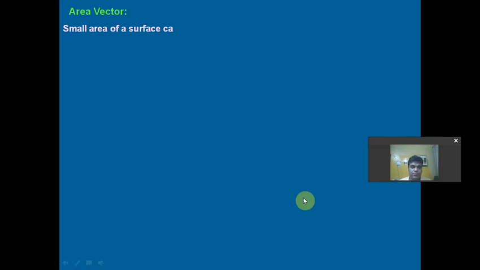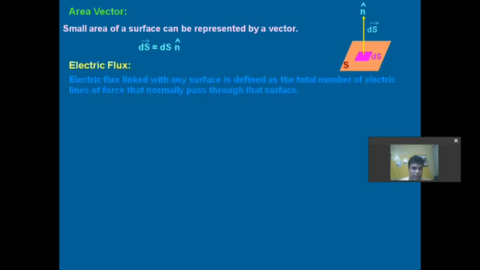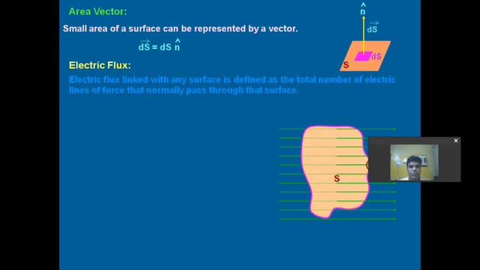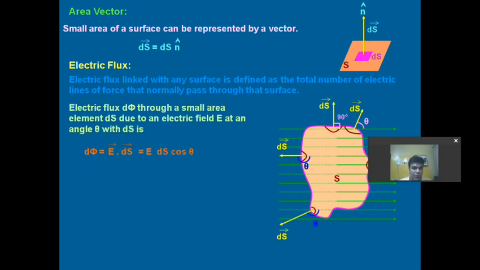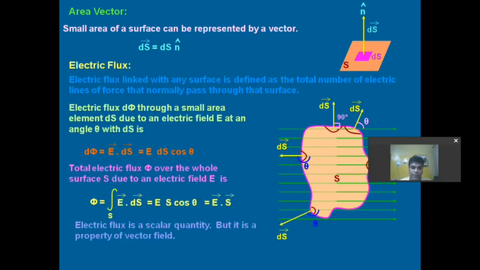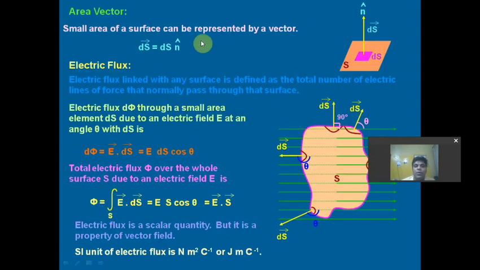So now we come to the area vector for the expression of Gauss law. Gauss theorem is a very important theorem. So first of all we have to define the area vector, and then we have to come to the electrical flux. A very important part is: what is the area vector? The area vector is represented by ds vector multiplied by n cap. n cap is a unit vector along ds.